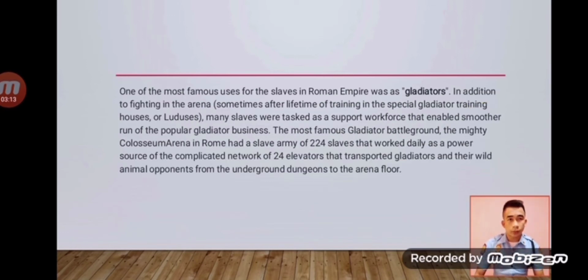One of the famous uses of slaves in the Roman Empire was as gladiators. In addition to fighting in the arena, sometimes after a lifetime of training in the special gladiator training houses or ludi, many slaves were tasked to support the workforce that enabled the smooth running of the popular gladiator business.